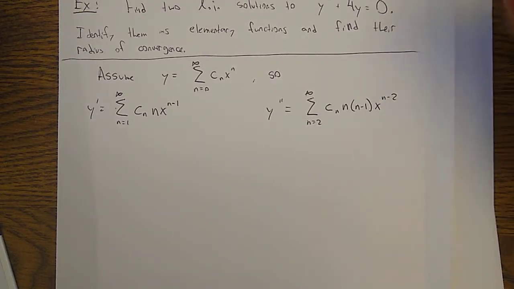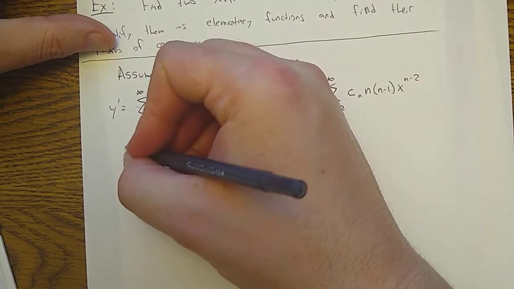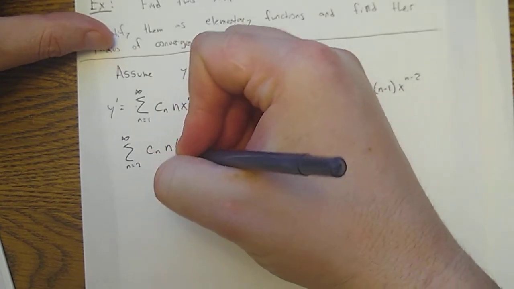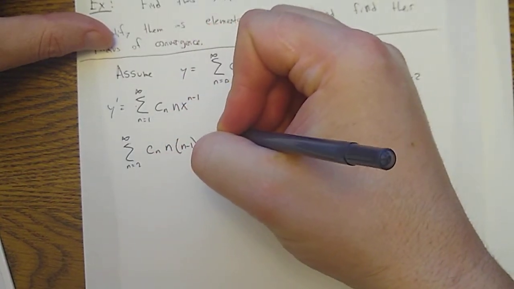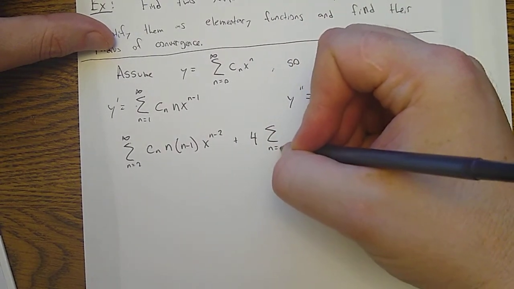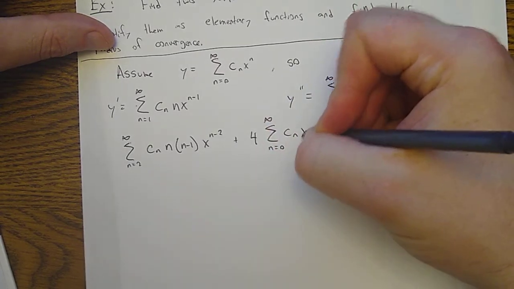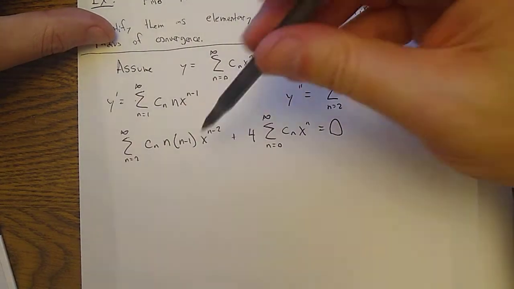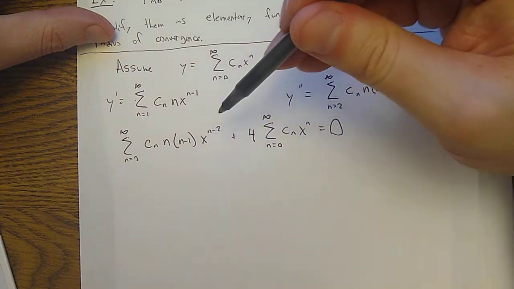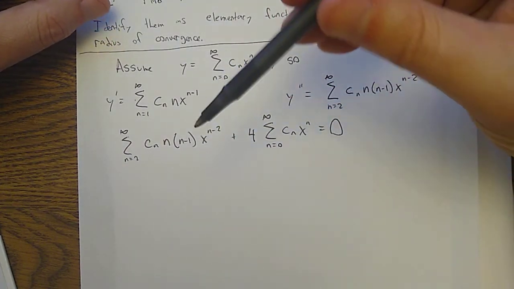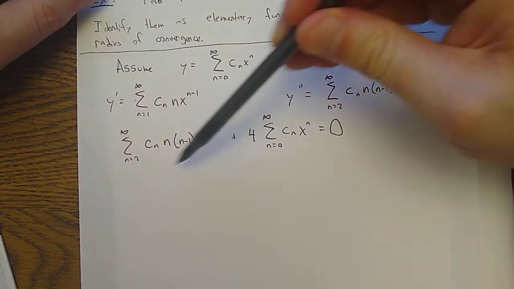Anyway, we plug this into our differential equation. So, this plus 4 times this equals 0. I would like to combine these two series. I would like them to have the same power of x. So I'm going to shift indices again.